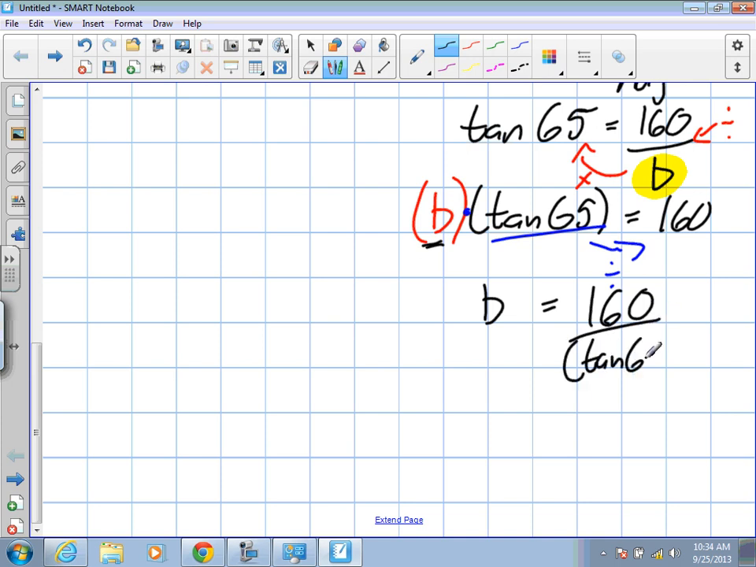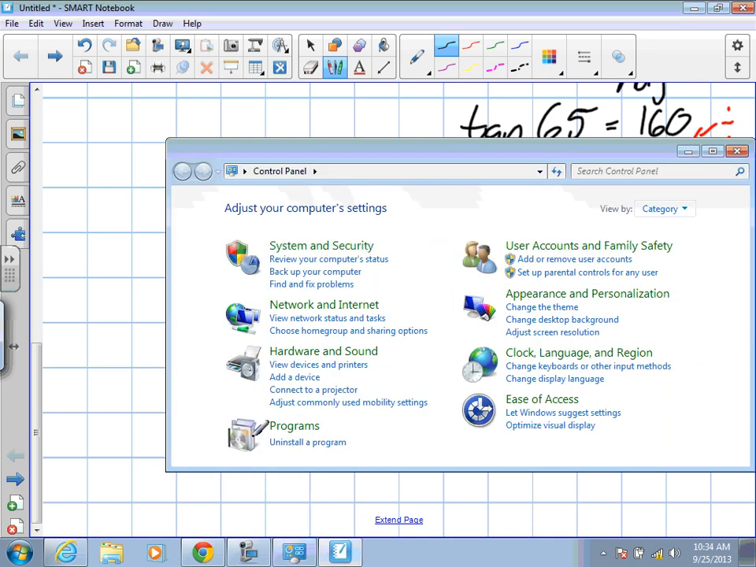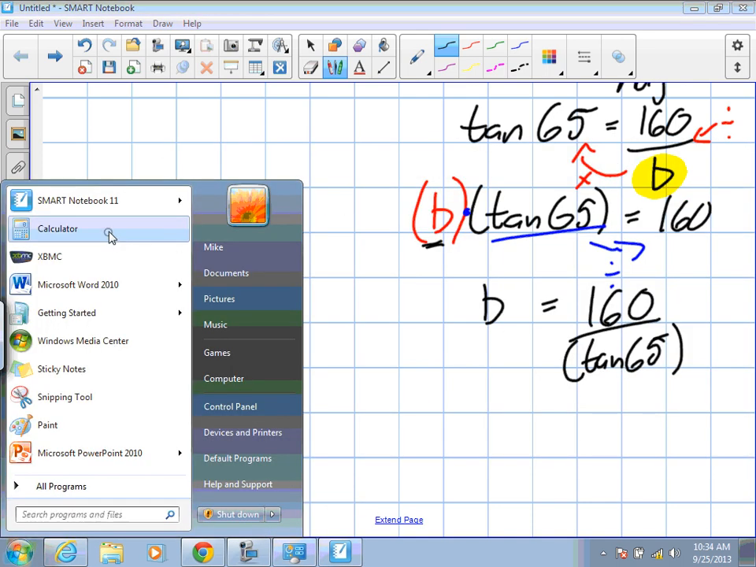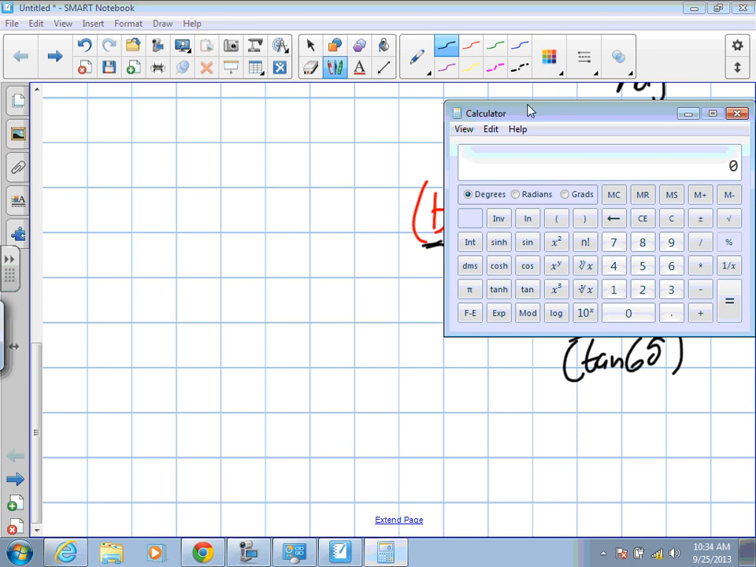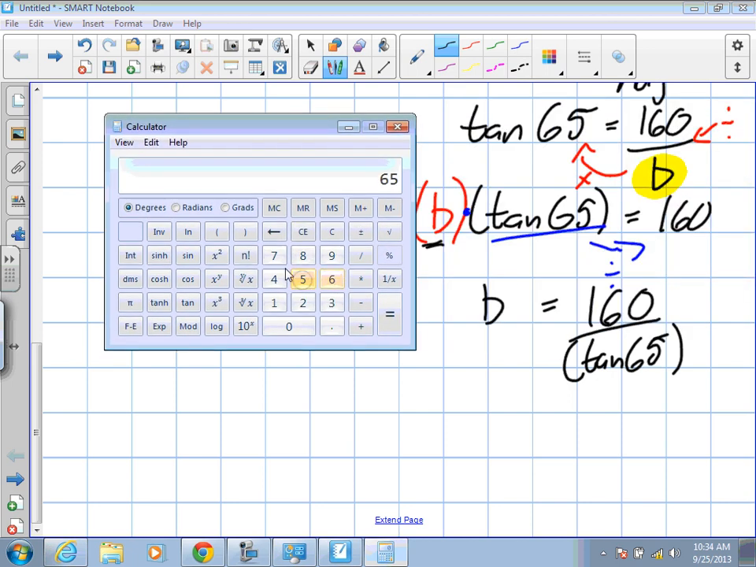Now tan 65 is some number we'll put into a calculator. Oh, that's not a calculator. So we can bring that up. Tan 65. So 65 tangent. Where's tan? There it is. Okay. It's 2.144.